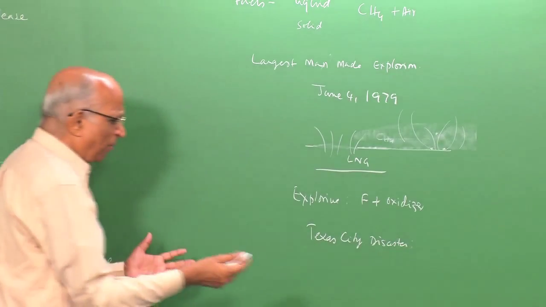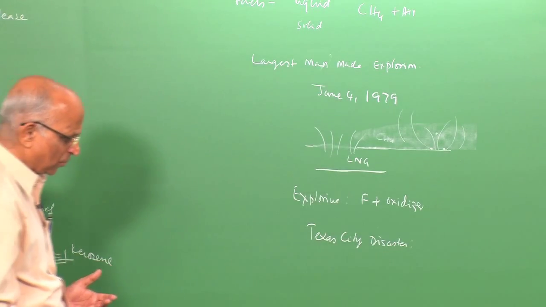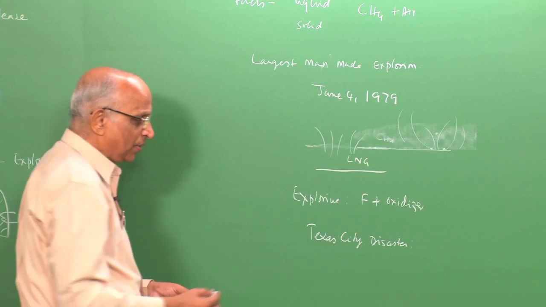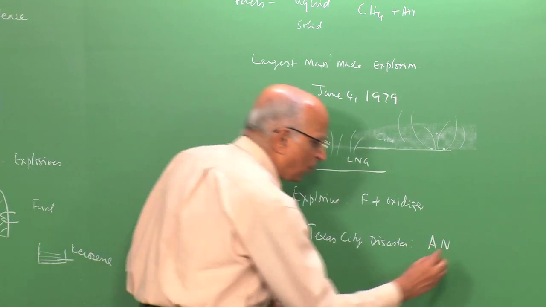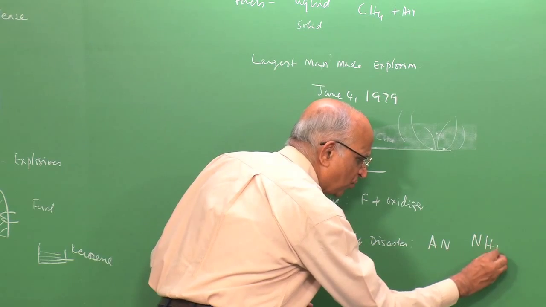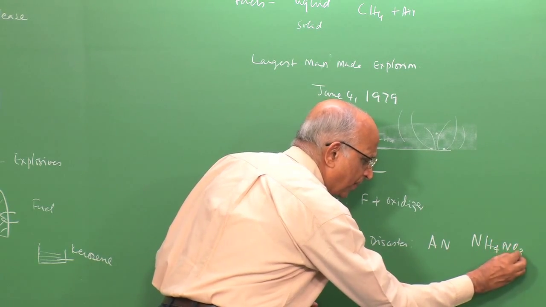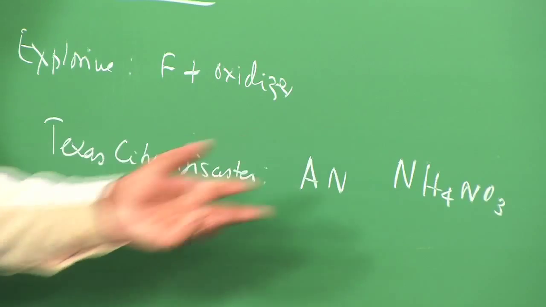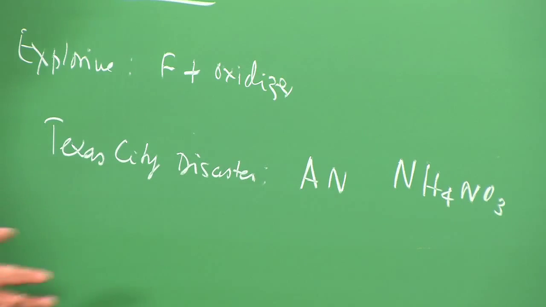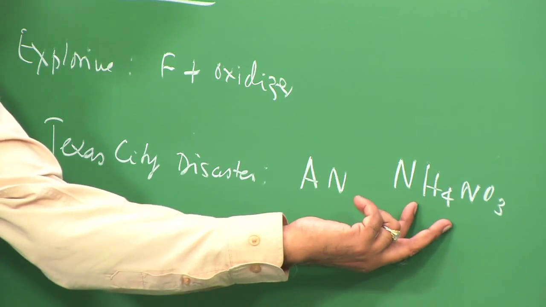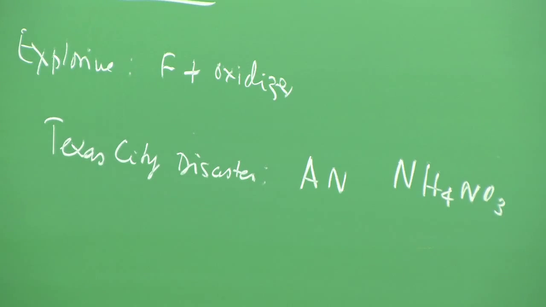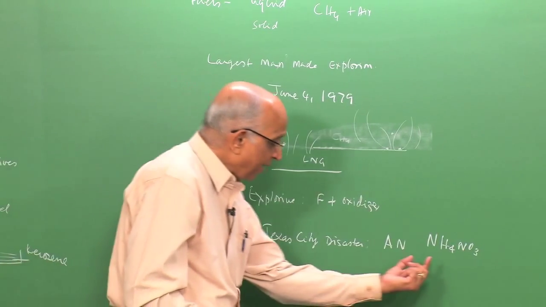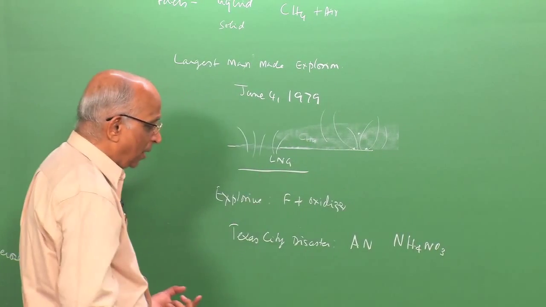Well, this happened around April 1947 or so, and what happened in this case? You had ammonium nitrate. What was the formula for ammonium nitrate? NH4NO3. The ammonium nitrate was stored in bags in the hull of a ship, and it started reacting spontaneously. How can a substance start reacting? It started reacting slowly, and all of a sudden the reaction built up.